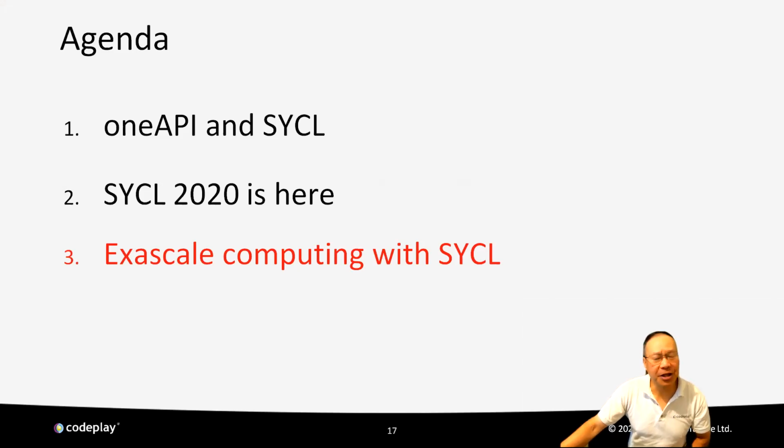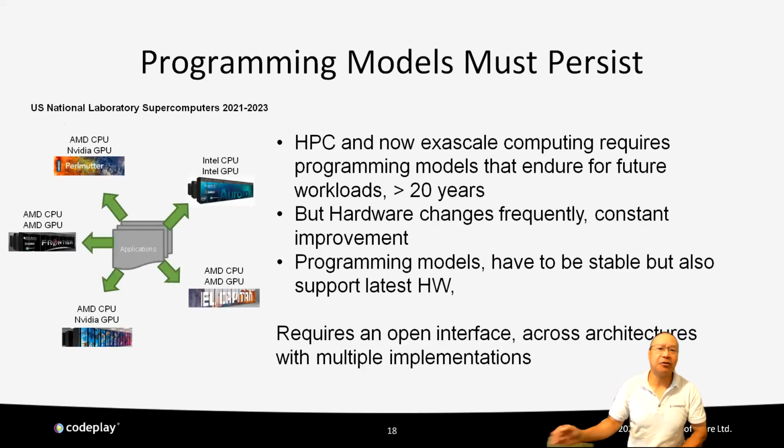Now I want to talk about the third thing, which is exascale computing with SYCL. So one thing that I've learned from decades of experience working with parallel programming models is that there must be longevity in those that are chosen. There can be a 20-year lifetime gap across a range of supercomputers that need to have a common and standard way to write software. Hardware changes frequently.